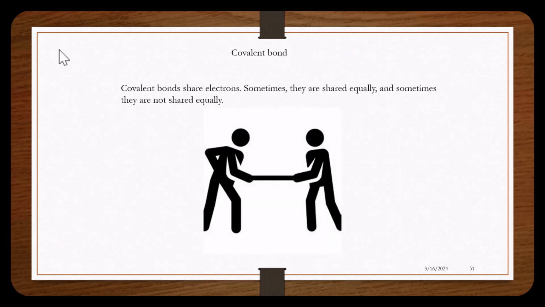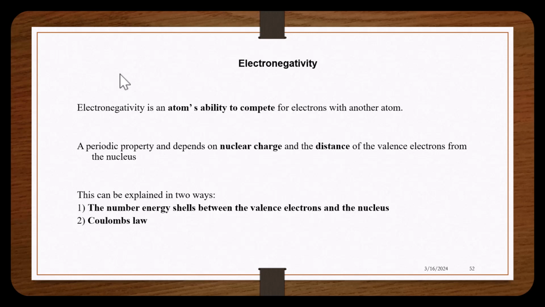Sometimes they are shared equally, sometimes they are not shared equally. To explain why they may or may not be shared equally, we need to understand electronegativity. Electronegativity is an atom's ability to compete for electrons with another atom. This is a periodic property that depends on the nuclear charge and the distance of valence electrons from the nucleus. This can be explained in two ways: the number of energy shells between valence electrons and the nucleus, and Coulomb's law.